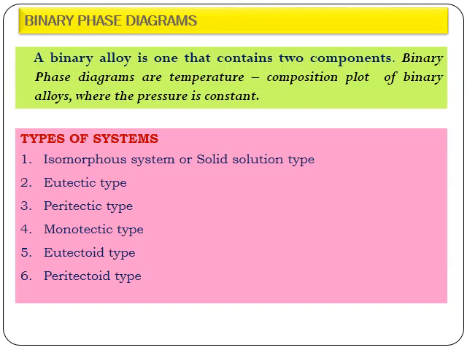Before going into detail, let us see some basic points here. Binary phase diagrams: a binary alloy is one that contains two components, and the binary phase diagrams are temperature-composition plots of these binary alloys where pressure is constant.